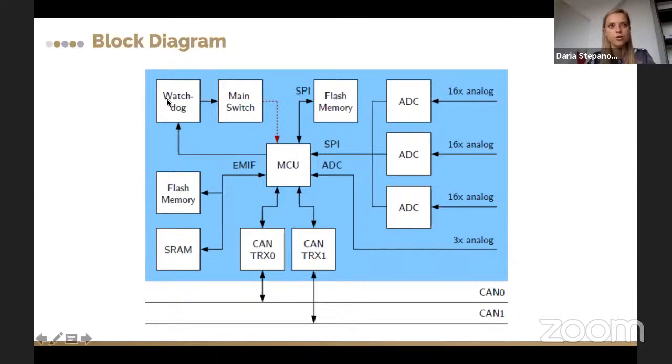There's the same watchdog architecture with a main switch to protect from latch-ups. There's a flash memory dedicated only to satellite purposes, while this other memory performs as mass memory storage for payloads. There are several analog to digital converters in charge of telemetry collection from the satellite, and also 2 transceivers for 2 redundant CAN buses.